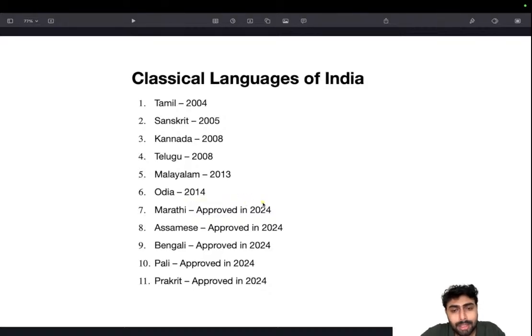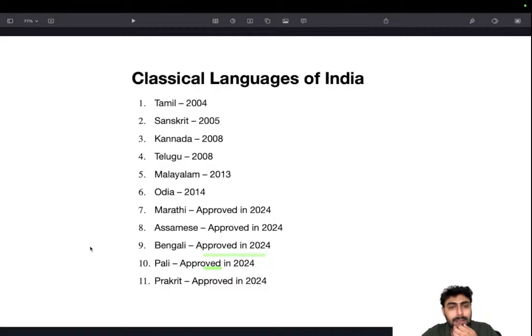But recently, in 2024, these 5 languages were added. Okay, approved. I think they are added also, but the approval is given for Marathi, Assamese, Bengali, Pali and Prakrit to be accorded the classical language status. So that's very important. This is a very important current affair. I think they are actually already in the list, but I couldn't get the exact clarification on that, but they are approved. That is for sure.